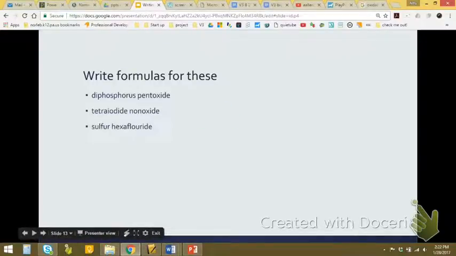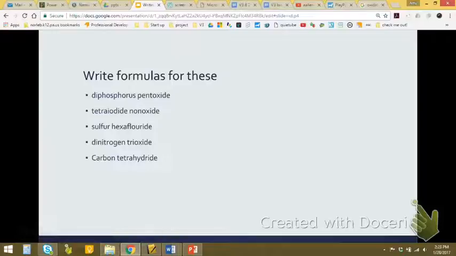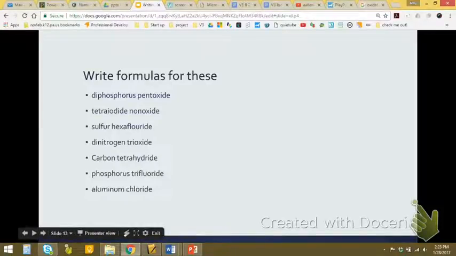Sulfur hexafluoride, dinitrogen trioxide, carbon tetrahydride. I'll let you figure these out. Phosphorus trifluoride and aluminum chloride.